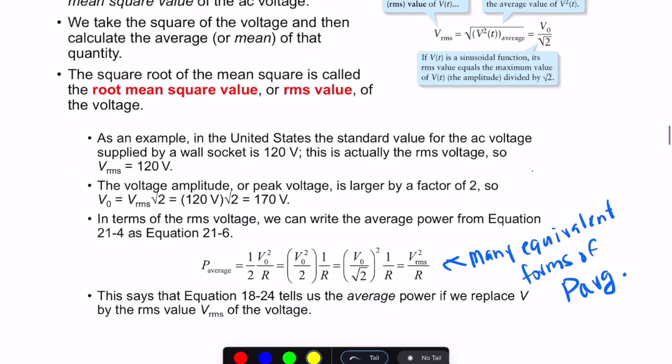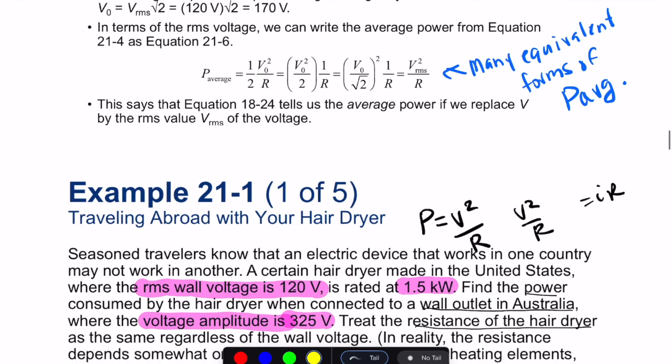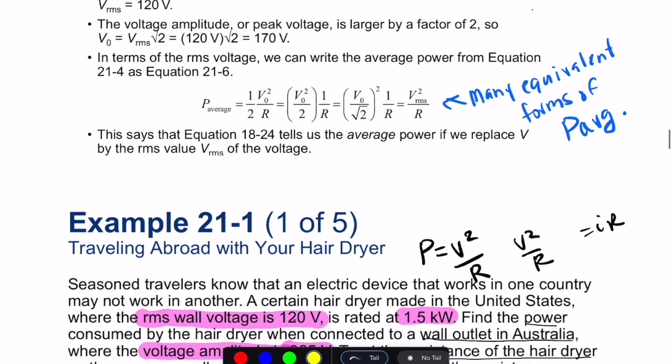This was all to express the average power. So now let's express the average power. The average power, which is V naught squared over 2 from our previous sections, is going to turn into VRMS squared over R. So here are all the different ways that you can write average power. You can write it in terms of V naught or VRMS, replacing the V by VRMS.